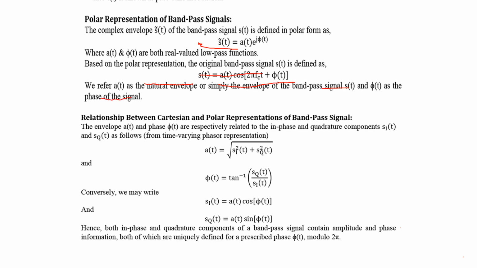What is the relationship? A of t is equal to the square root of Si squared of t plus Sq squared of t. And the angle is tan inverse of Sq of t divided by Si of t. So Si of t is equal to A of t into cos phi, and Sq of t is equal to A of t into sin phi. In place of e to the power of j phi of t, you substitute cos phi of t plus j sin phi of t. Considering those terms, the real in-phase component becomes A of t into cos phi of t, and the imaginary quadrature component becomes A of t into sin phi of t.